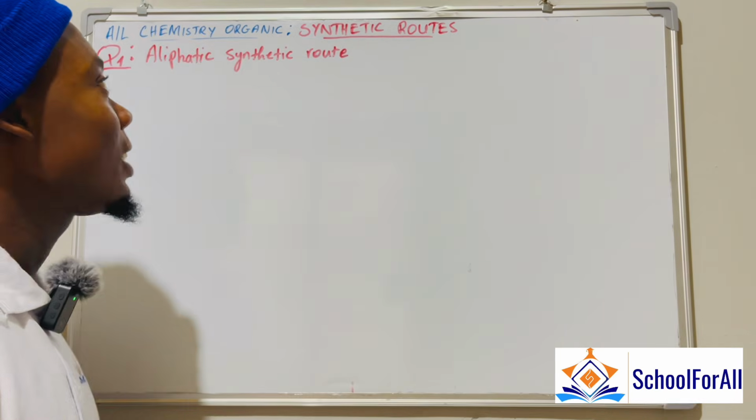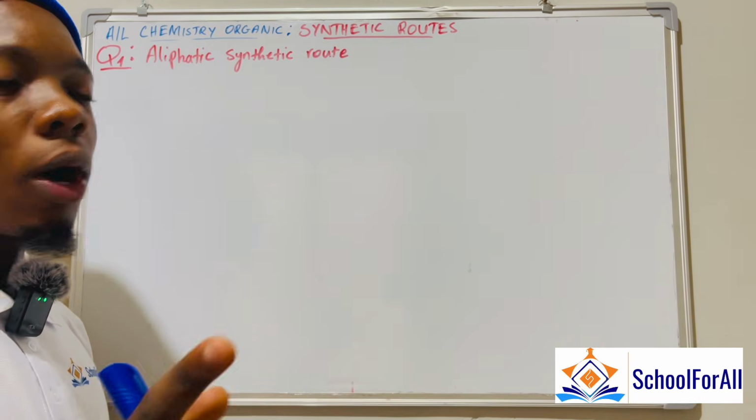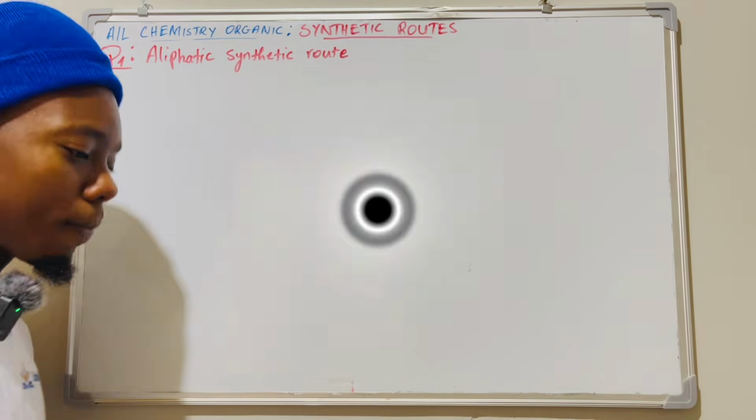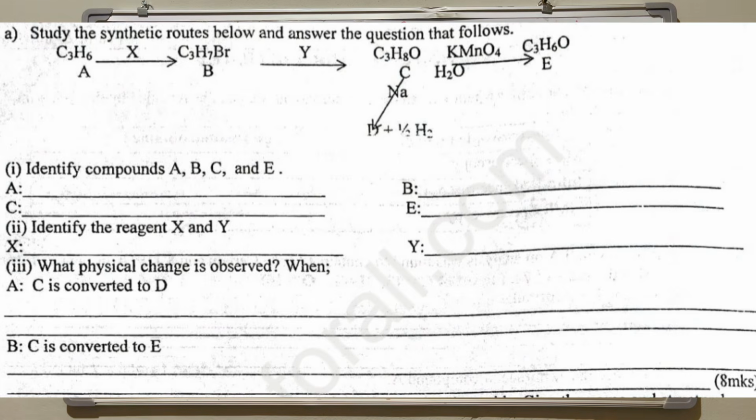So going to aliphatic hydrocarbons, you will enter directly into our question 1. So in our question 1, what is this thing? Here we are saying that we study the synthetic route below and we need to answer the questions that follow. So we have a synthetic route in front of us. Now they are asking you in Roman 1, identify compounds A, B, C, and E. So here we are asking you to analyze the different compounds and to identify them. So let us go through it.